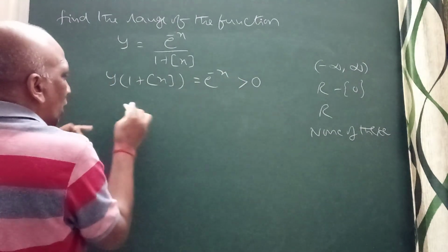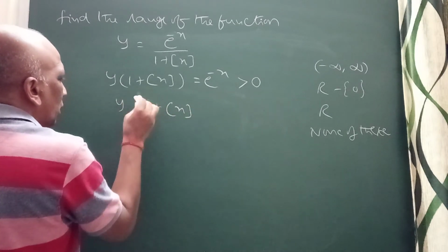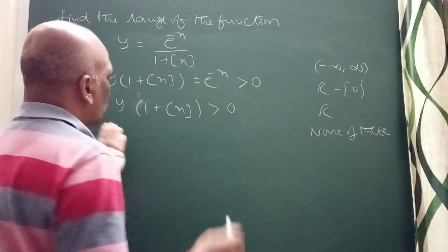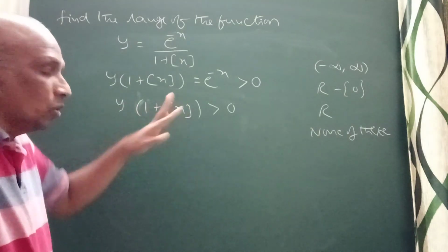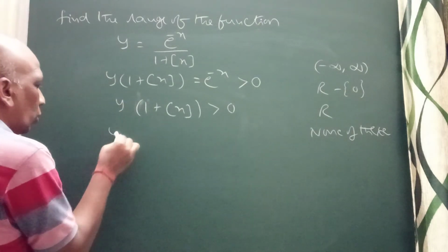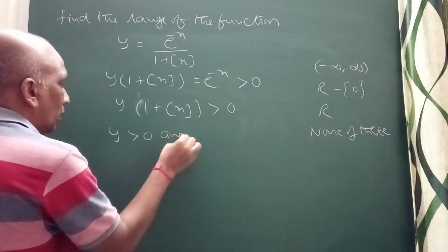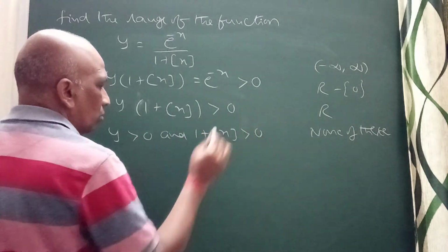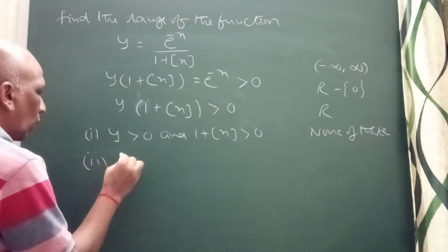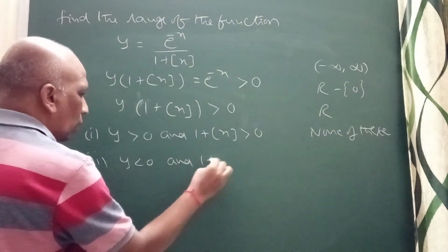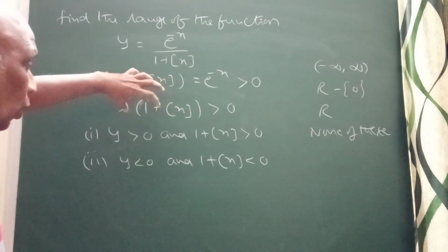So we got the product y into 1 plus step x greater than 0. The product of two being greater than 0 means if y is positive, this is also positive, and if y is negative, this is also negative, right? I have two options. Suppose y greater than 0: then 1 plus step x greater than 0. This is one of the options. In that case, the product is greater than 0. Second case: y less than 0 and 1 plus step x less than 0.